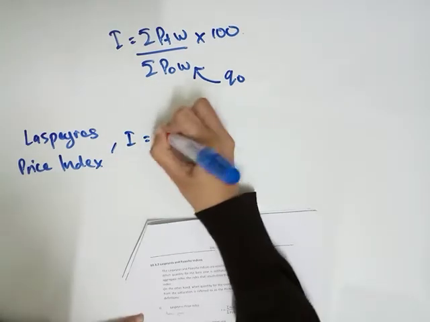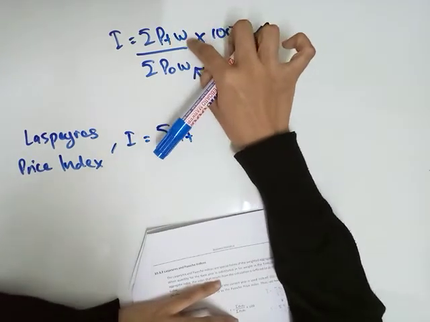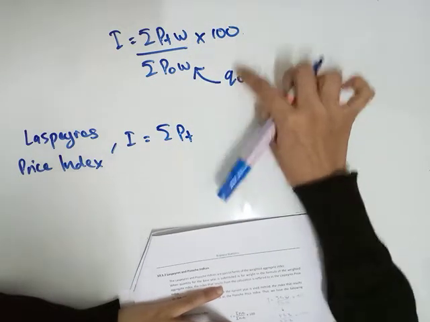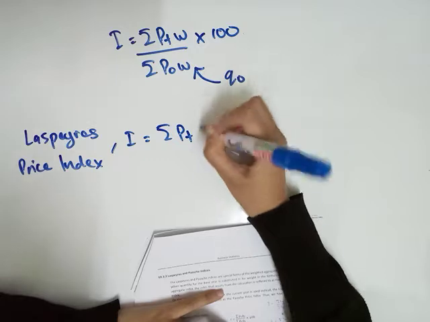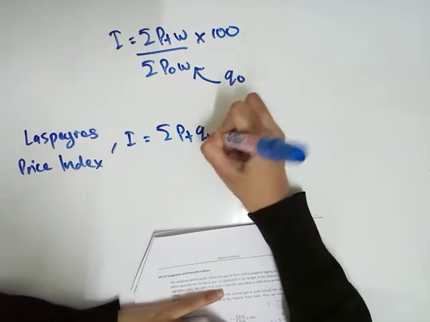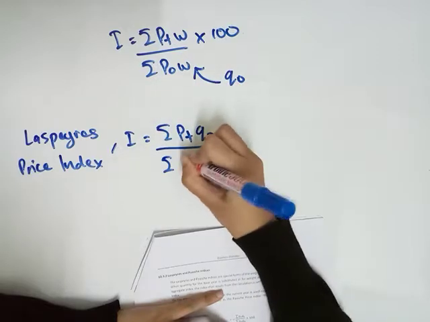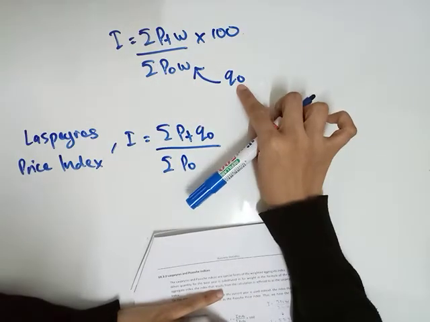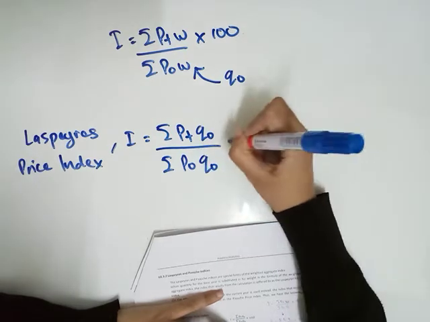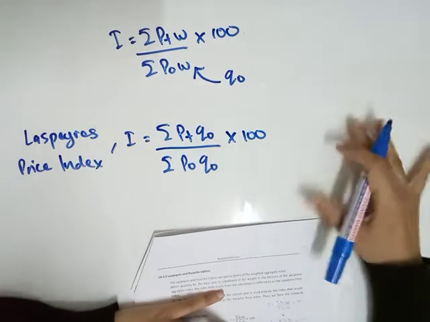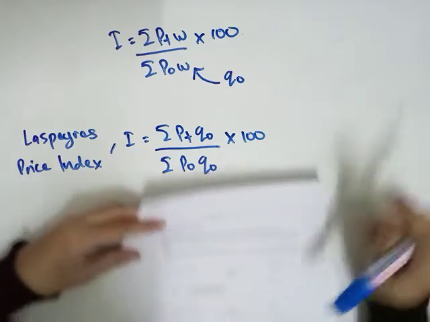I equals total PT. Asal dia PT, W ni kita dah substitute Q naught into weight. It means PT times Q naught divided by total P naught, and then same also Q naught substitute into weight. That means P naught times Q naught multiply with 100. Okay, you faham nah? Notes yang dia bagi tahu ni.